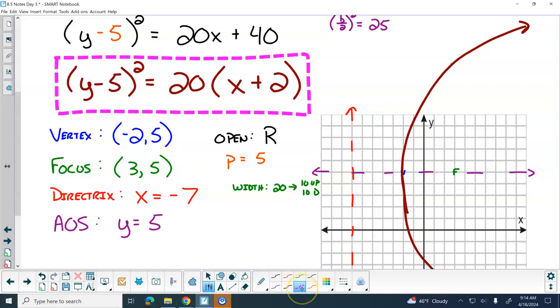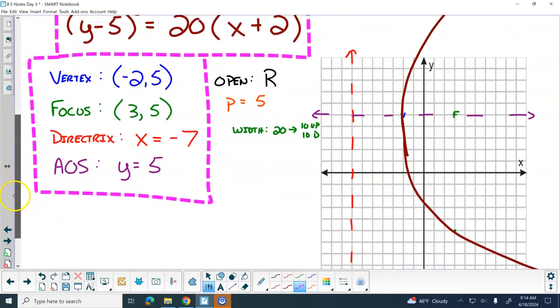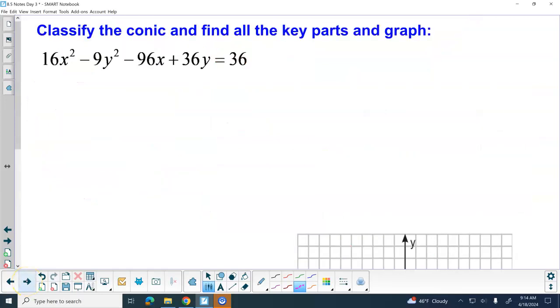And so all of this stuff here would be the key points. Agree? Questions, comments, concerns, clarifications? No? You try that one.